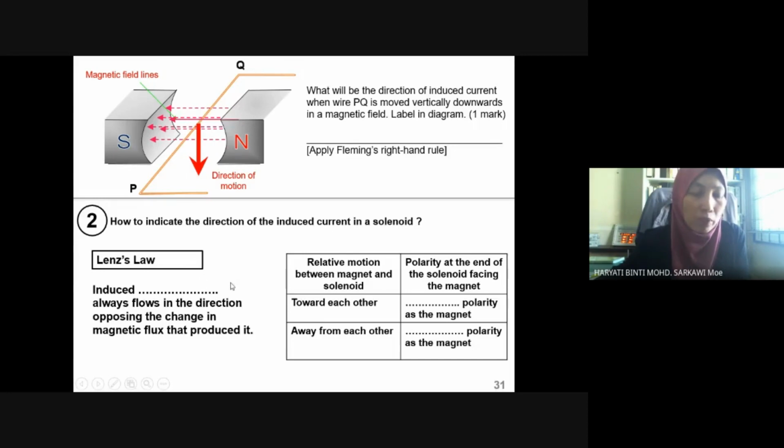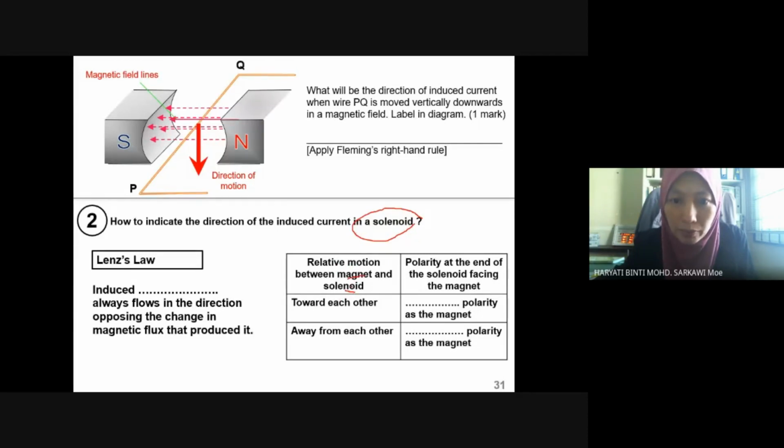Because in this subtopic, we have two laws. One is Lenz's law, the other one is Faraday's. Lenz's relates to the direction of the induced current. Since now you know that the induced current is produced when there is a cut in the magnetic flux by the conductor, there must be a magnet and a conductor. Either one will be moving. There will be relative motion between the magnet and the solenoid.